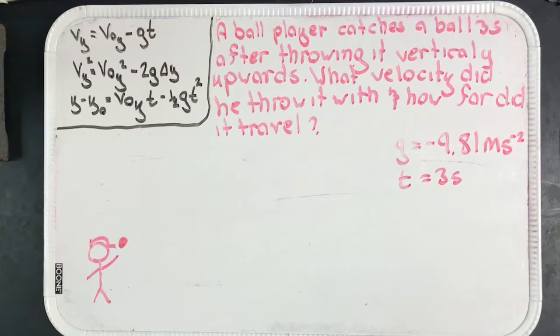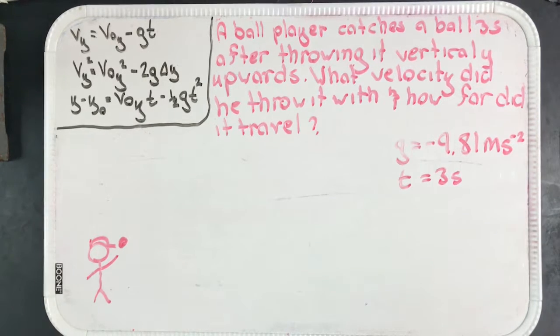So right now we have a ball player, because Bobby J is on vacation, so we're just using a generic ball player. A ball player catches a ball 3 seconds after throwing it vertically upwards. What velocity did he throw it with, and how far did it travel?